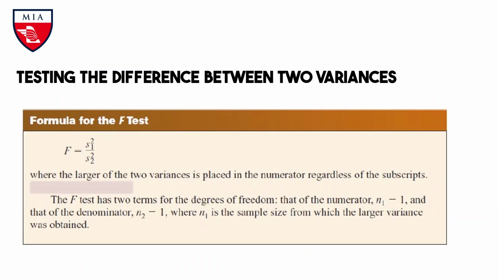So, testing the difference between two variances. We have this formula for the F-test statistic: variance 1 over variance 2, where the larger of the two variances is placed in the numerator regardless of the subscript. So the F-test has two terms of degrees of freedom. We have the DFN and we have the DFD.